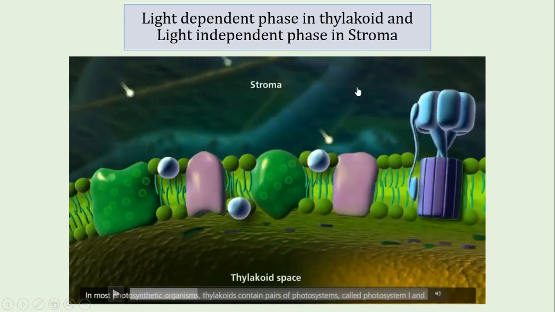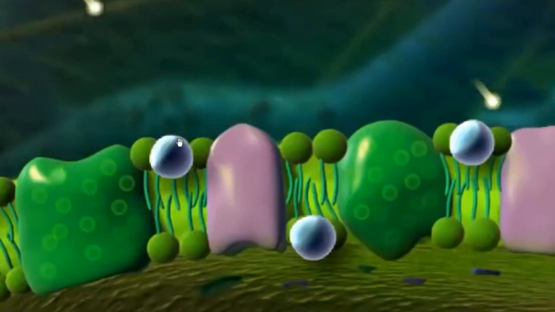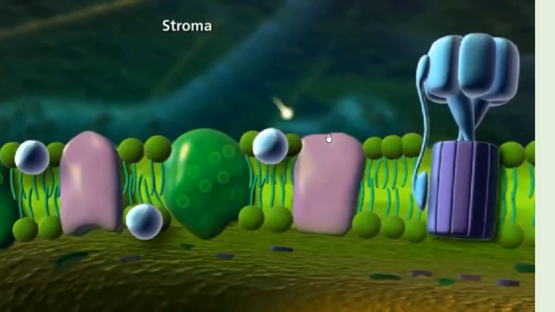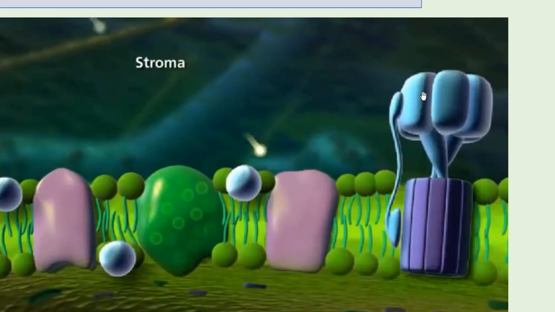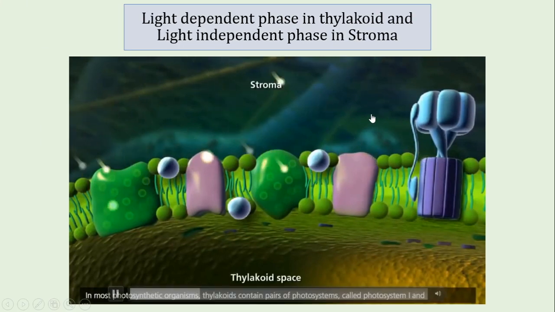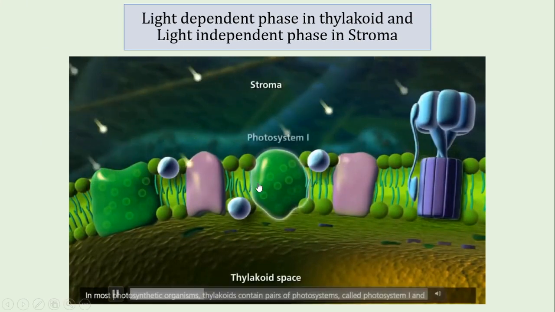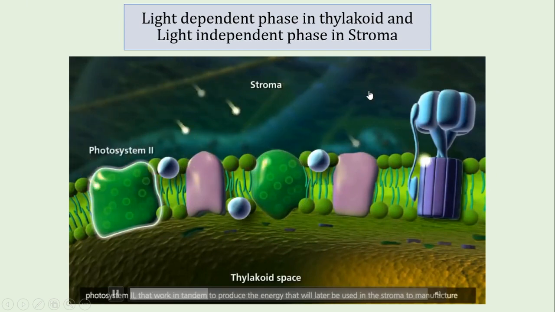These are the components of the photosystem present on the thylakoid membrane. Here we see there are two photosystems present, photosystem 2 and photosystem 1. These green colored parts are filled with chlorophyll, and these spherical shaped molecules are electron transporters, and the last of it is the NADPH reductase, and this machine-like component is the ATP synthase enzyme. Thylakoids contain pairs of photosystems called photosystem 1 and photosystem 2 that work together.